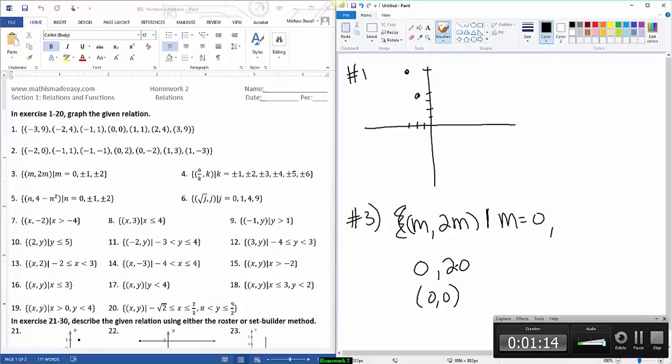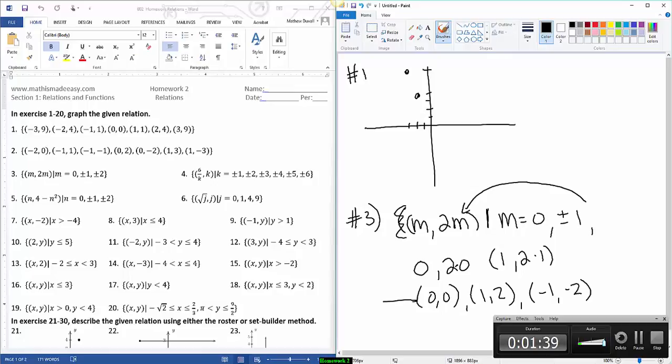The next one says my m is plus or minus 1. So for one of them, I'm going to say my m is 1, and then 2 times 1, and so my point is going to be 1, 2. And then if I plug in -1, I get -1, and then 2 times -1 gives me -2. You just take the values for m that they have here, plug them in, and then you get your set of points that you're going to graph.